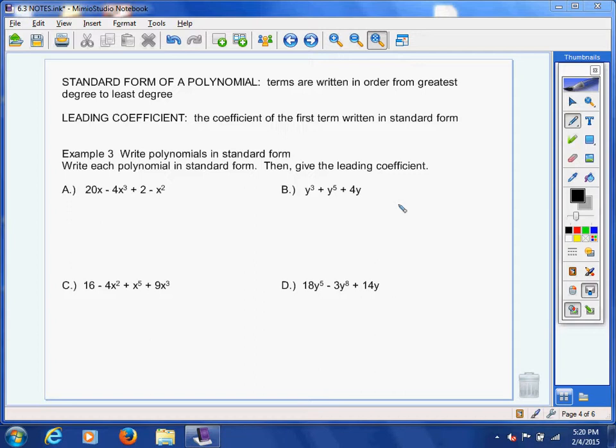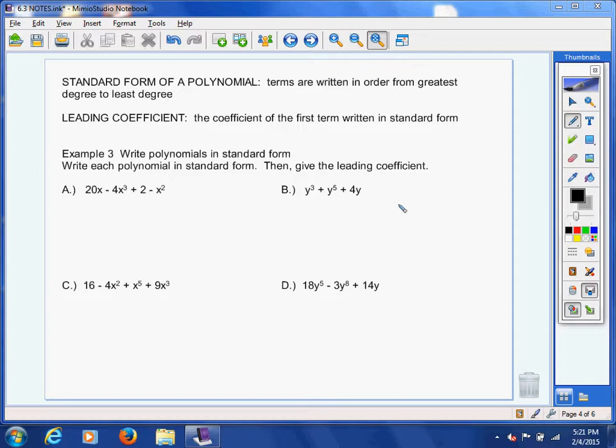That's all you're doing. A leading coefficient is the number in front of the very first term that's written in standard form. Not necessarily the first coefficient you see, but the first coefficient after your polynomial is in standard form. So that's a very important distinction about the leading coefficient.